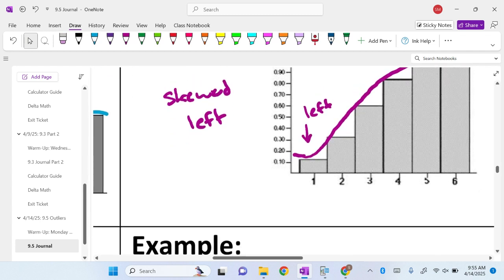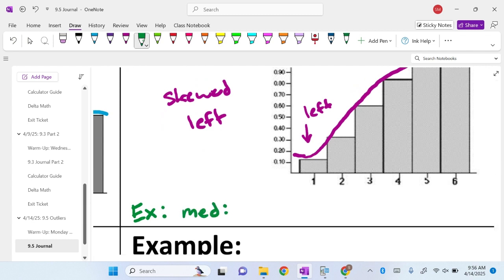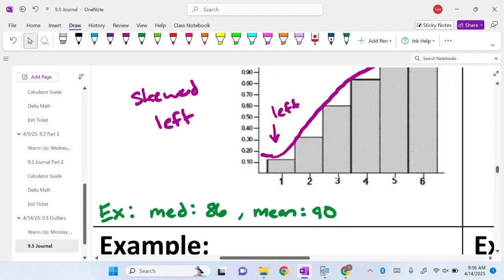Now, one more example that I want to give you guys. If I give you a median of 86 and a mean of 90, so let's say I had a data set, I took its measures of central tendency, the median is 86, the mean's 90. What's its shape?